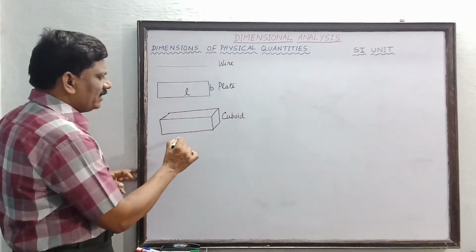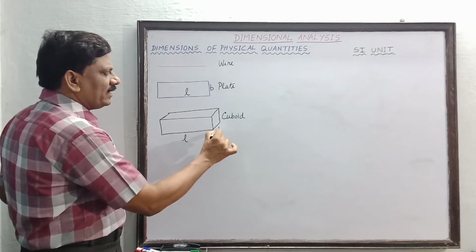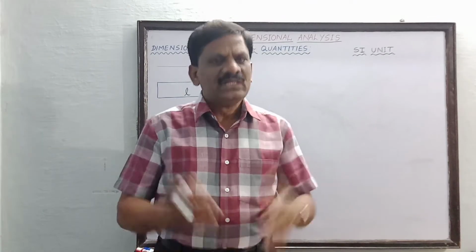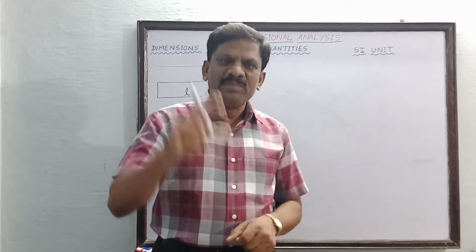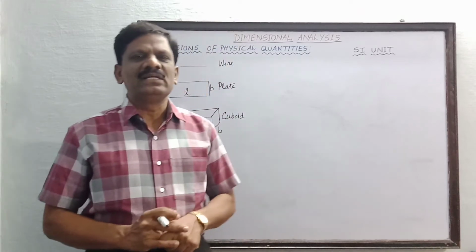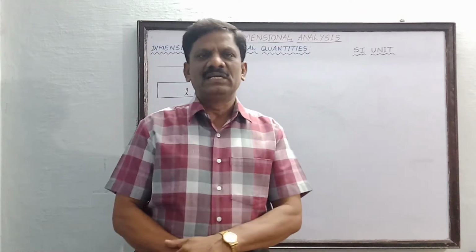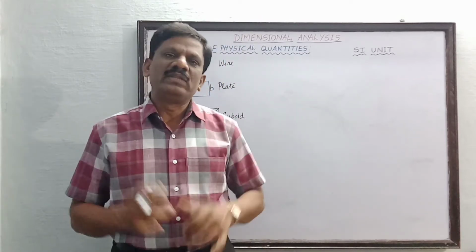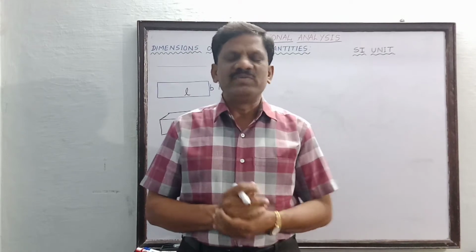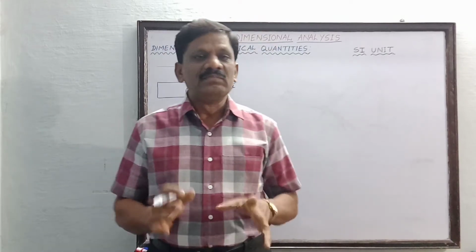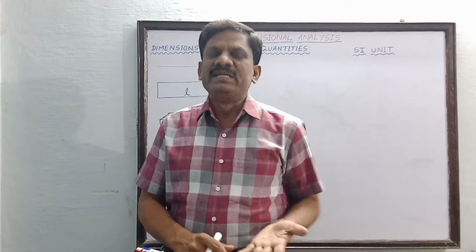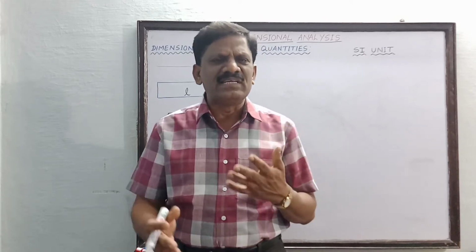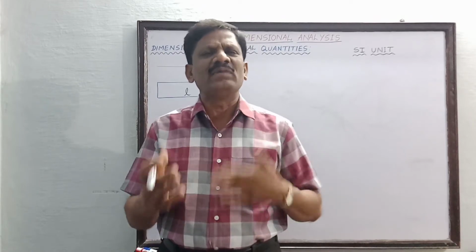Like that, consider a cuboid, a brick-shaped object, a rectangular parallelepiped. It has a length, breadth and also height. So how many dimensions does this cuboid have? Three dimensions. So the brick-shaped cuboid is a three-dimensional object. Similarly, the physical quantities which we study in physics also have some dimensions. Speed, velocity, acceleration, force, all these have some dimensions in mass, length, time and so on.